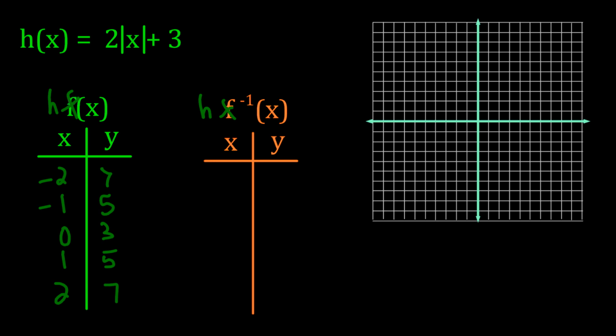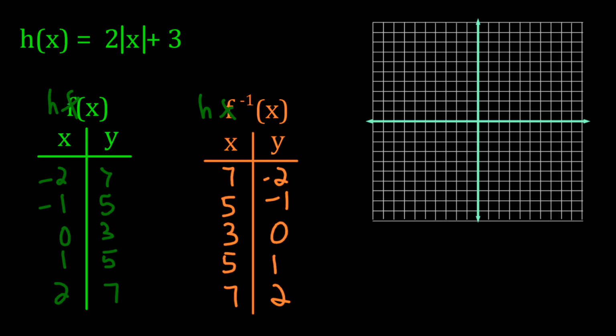All right, and then for the inverse, we just flip-flop them around. So this becomes 7, 5, 3, 5, and 7 for our x values. And then our y values are what used to be the x values, so negative 2, negative 1, 0, 1, and 2. So let's graph them. Let's see what these look like.